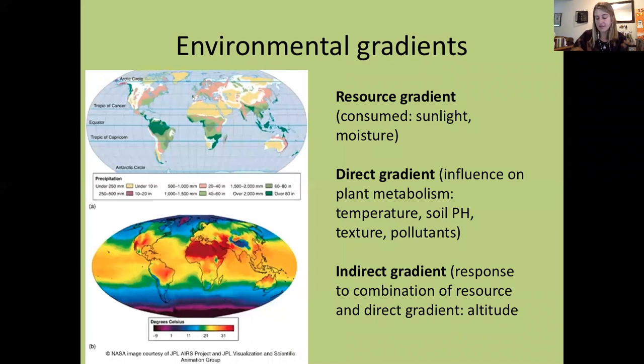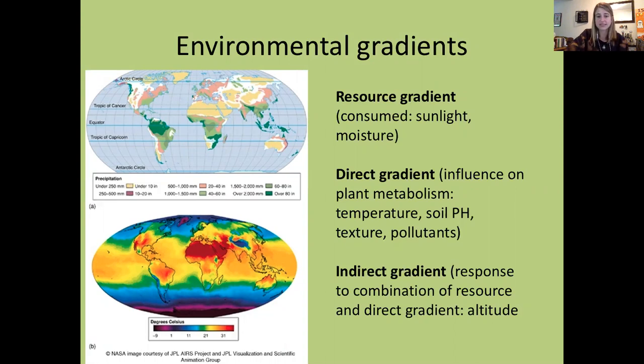So we just said environmental gradients are more of what Gleason looks at, so let's talk about those. A resource gradient is a gradient where the constituents are consumed, so like sunlight and moisture are consumed by plants. There's a direct gradient, which has an influence on plant metabolism but is not consumed, so these are things like soil temperature, soil pH, pollutants.